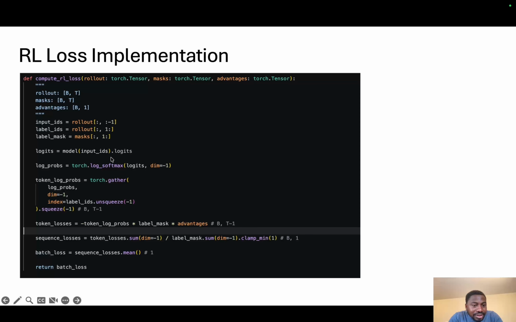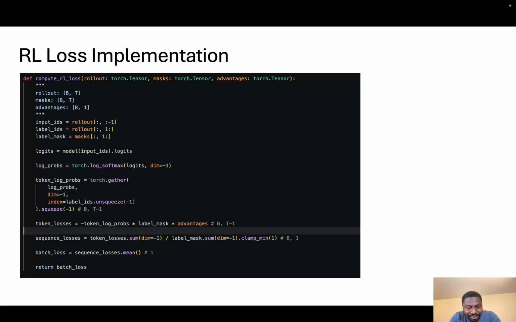You compute the logits, you take the log prob of that, and then you pick the label positions, and what you then do is multiply by the mask, just like we do in SFT, and you also multiply by the advantage. And this gives you a B by T minus 1 size. And you do a sequence loss again by dividing by the mask sum, like you do a sequence loss over each rollout, right?